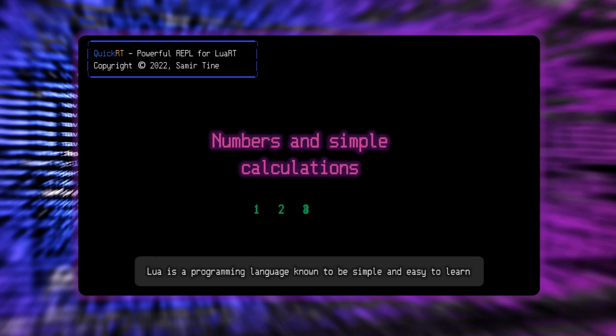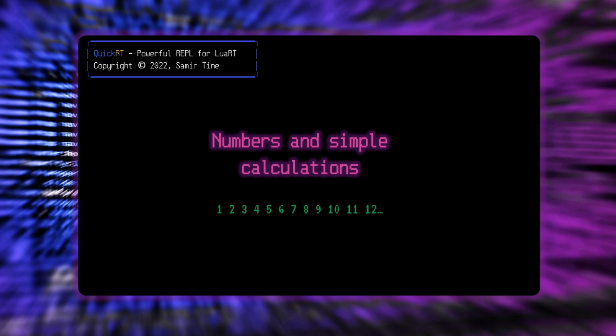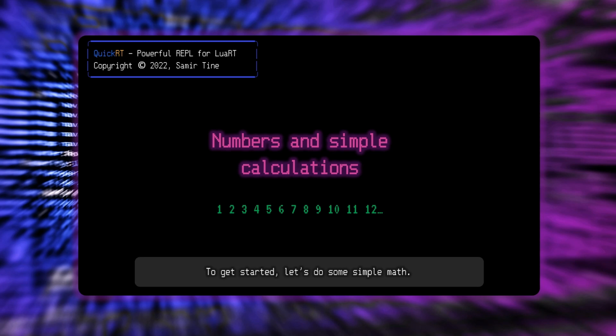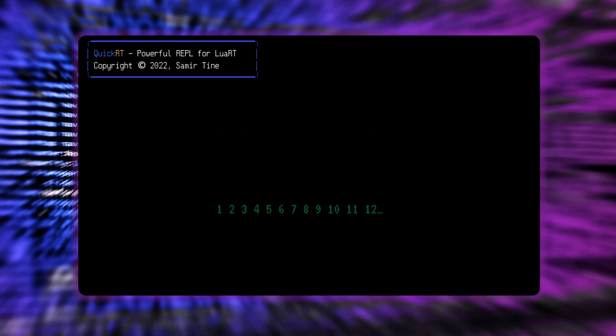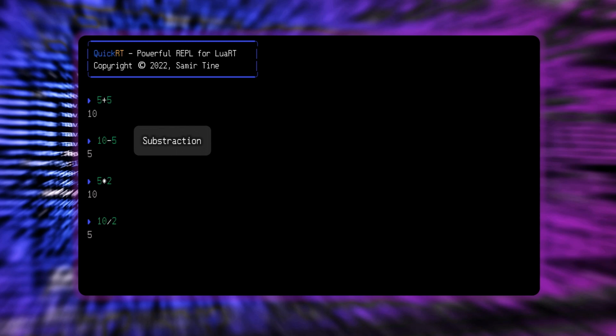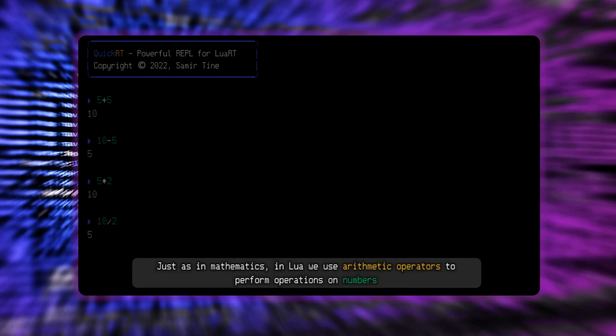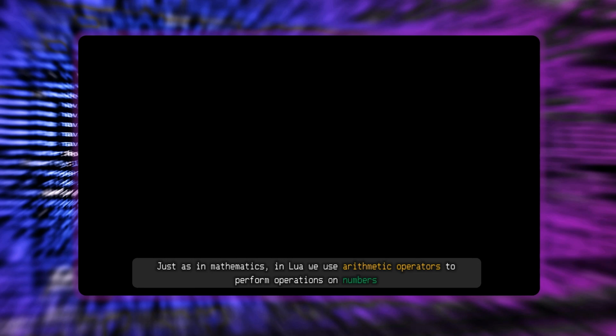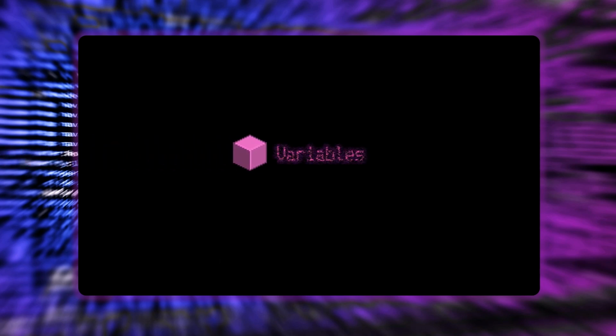Lua is a programming language known to be simple and easy to learn. To get started, let's do some simple math. Enter the following commands in QuickRT and see the results. Lua allows you to calculate numbers using the addition, subtraction, multiplication and division operators. Lua calculations are carried out using arithmetic operators as we have just seen.